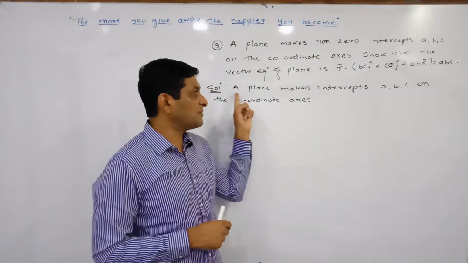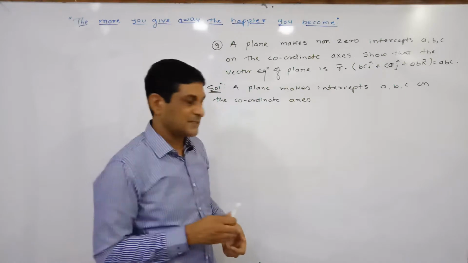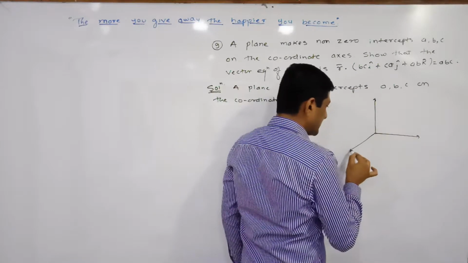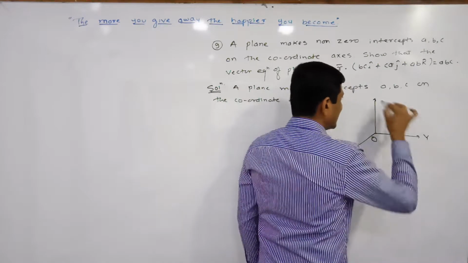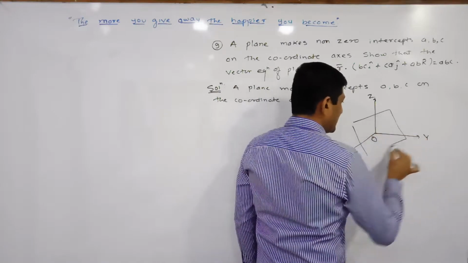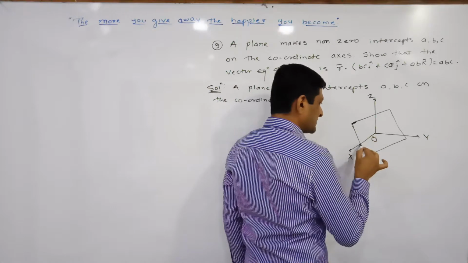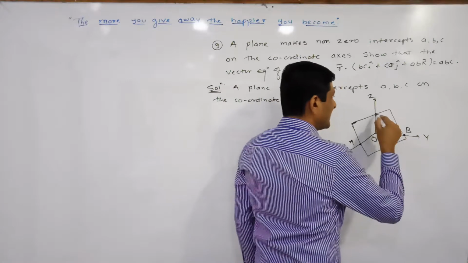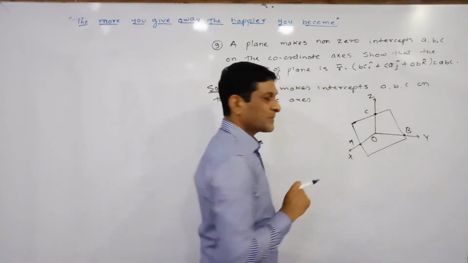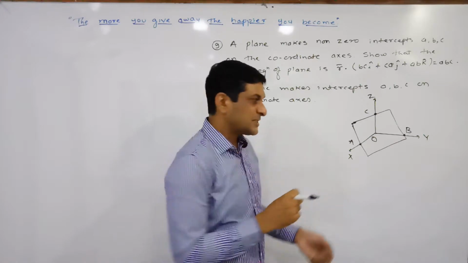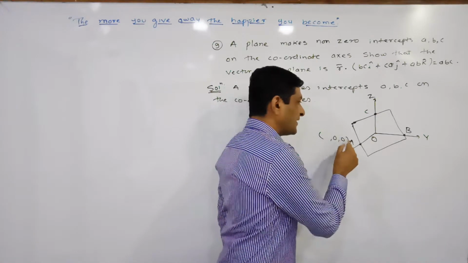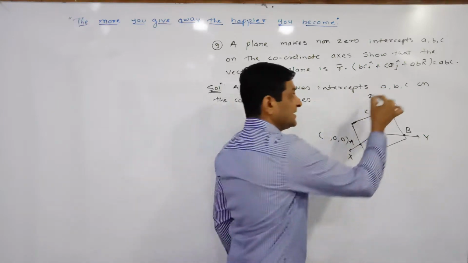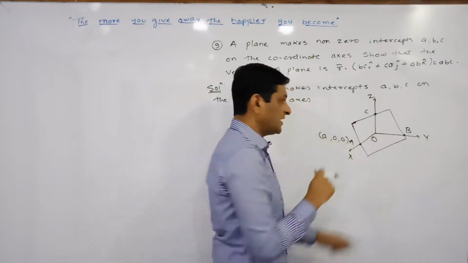So what is the given condition? A plane makes intercepts a, b, c on the coordinate axes. So let these be the coordinate axes, x, y and z axes. Let this be the x axis, this is the y axis, and this will be the z axis. Let us suppose that the plane intersects the x axis at point A, the y axis at point B and the z axis at point C. Now A is a point on the x axis, so definitely its y coordinate and z coordinate are 0, and according to the given condition a is the x intercept. The x intercept means the x coordinate of the point where the plane intersects the x axis.